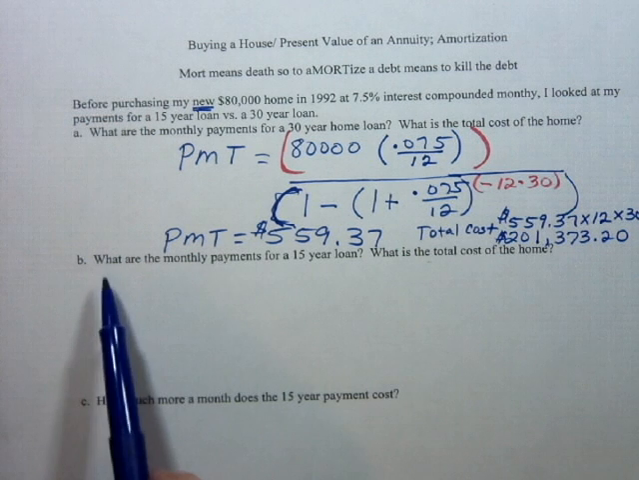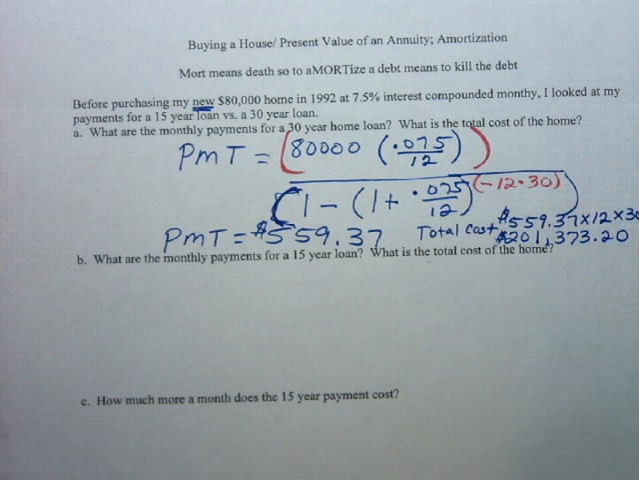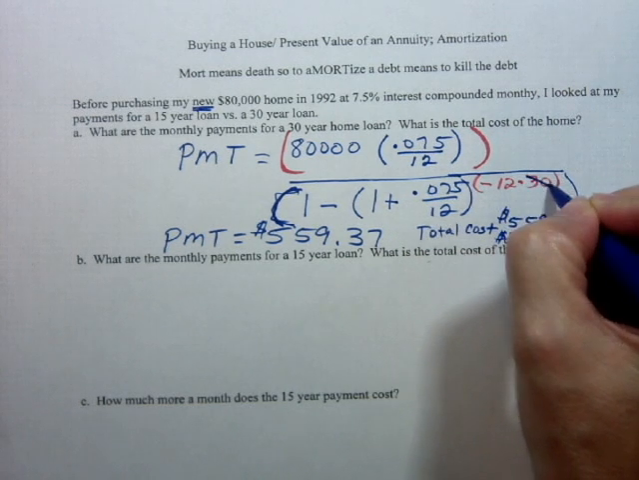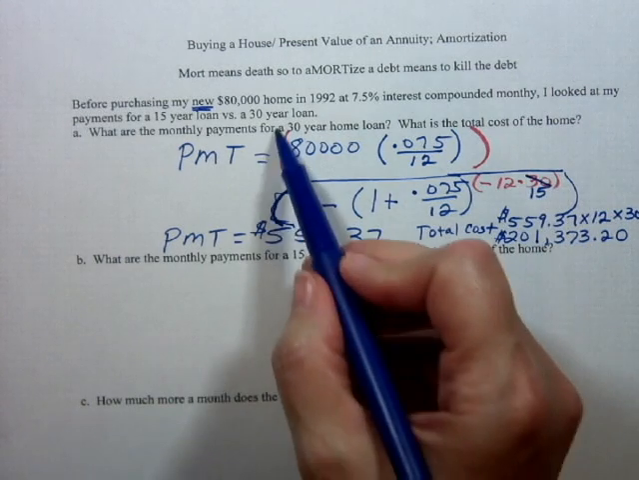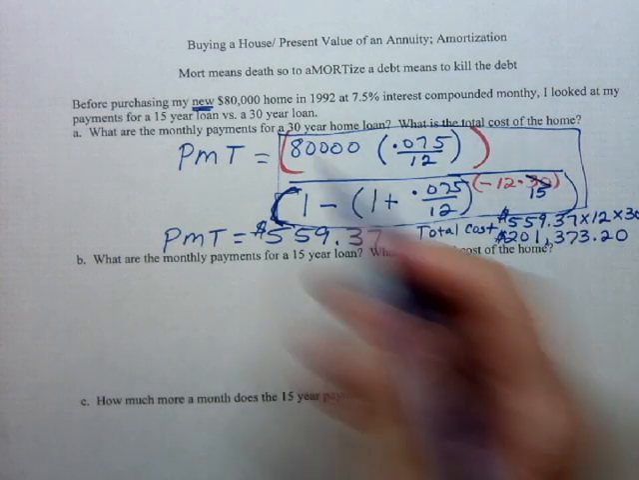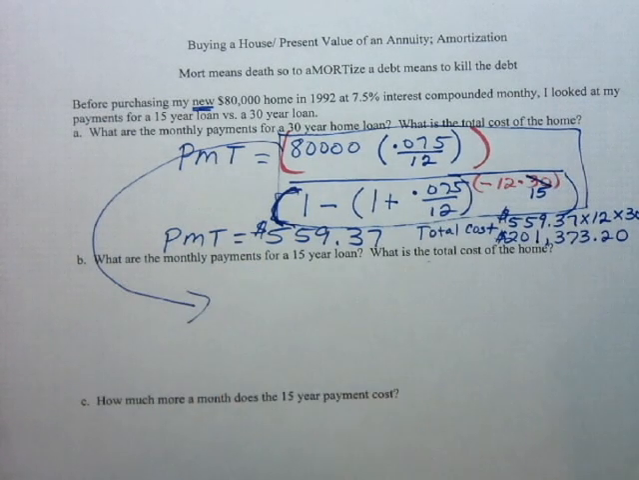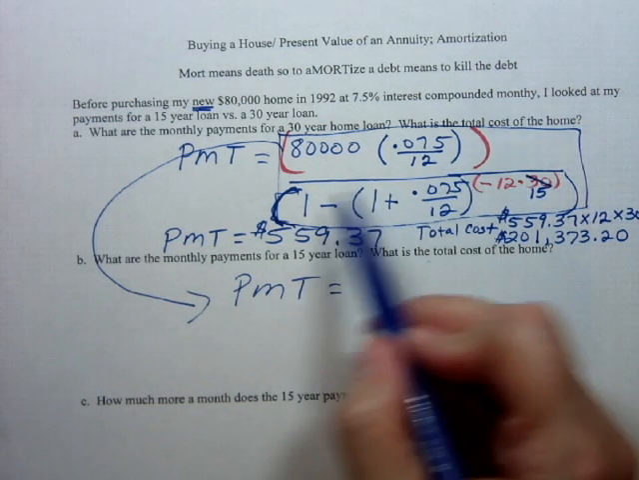Now, second part says, what are the monthly payments for a 15-year loan? What is the total cost? Now I'm going to cheat a little so I don't have to write this whole thing over. I'm going to come where it says the 30-year loan, I'm going to use the same formula, but where it says 30, I'm going to put a 15. So that formula, the only thing that changed was it's a 15-year loan.